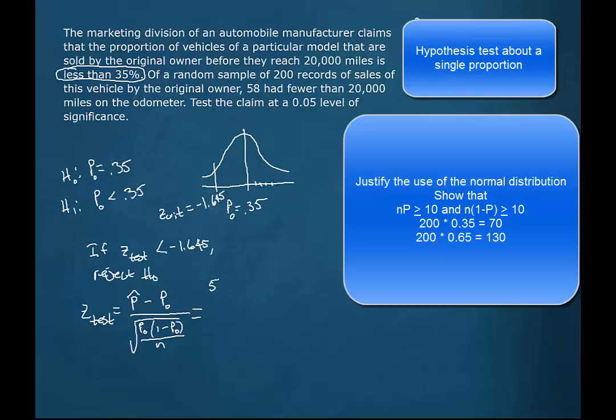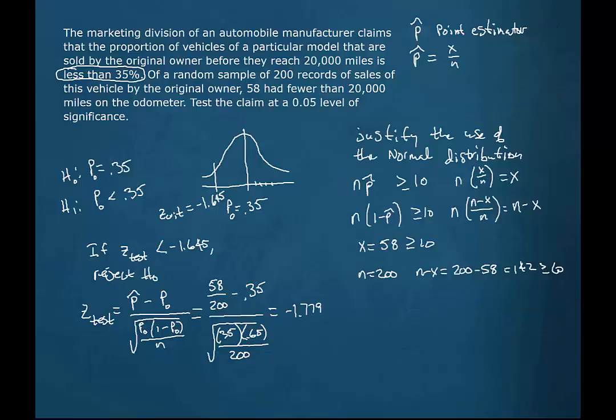So we would have 58 over 200 minus 0.35 divided by the big square root of 0.35 times 1 minus 0.35, which will be 0.65, divided by the number of observations, which will be 200. And that value will be minus 1.779 if we round to 3 decimal places, like we did with our critical value.